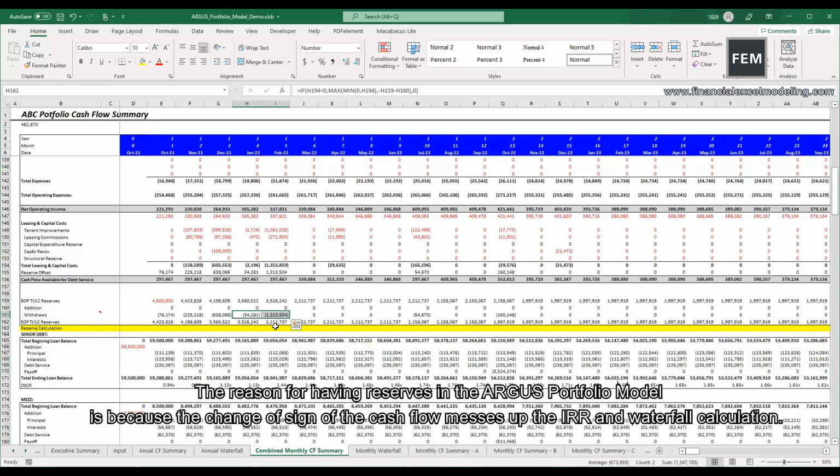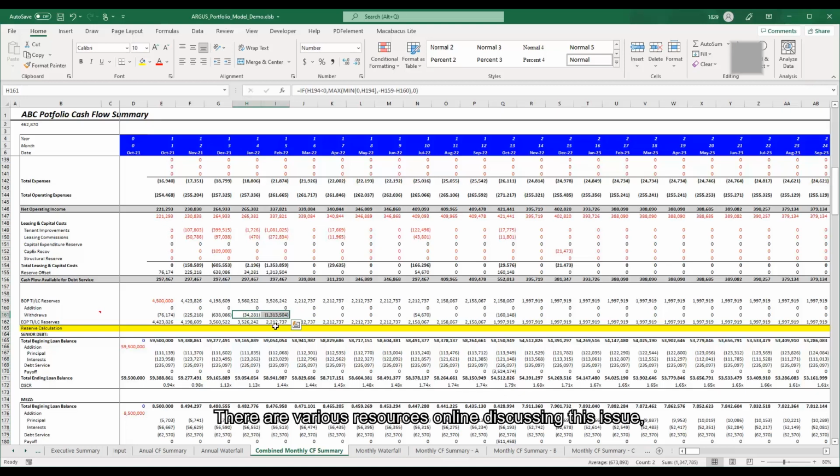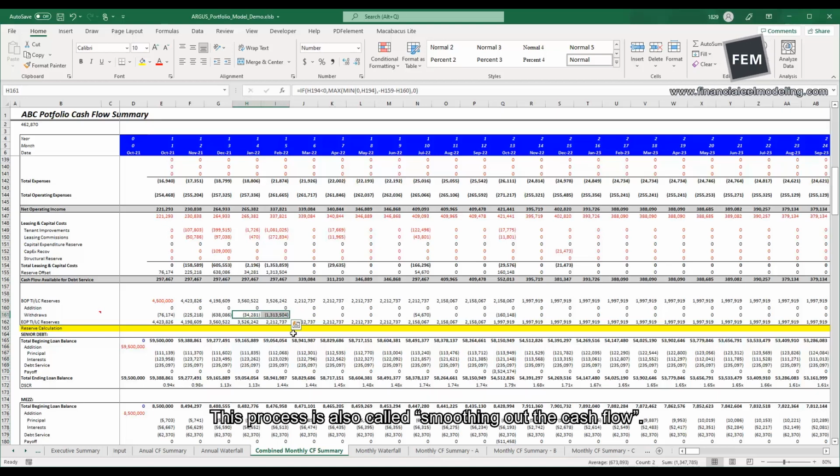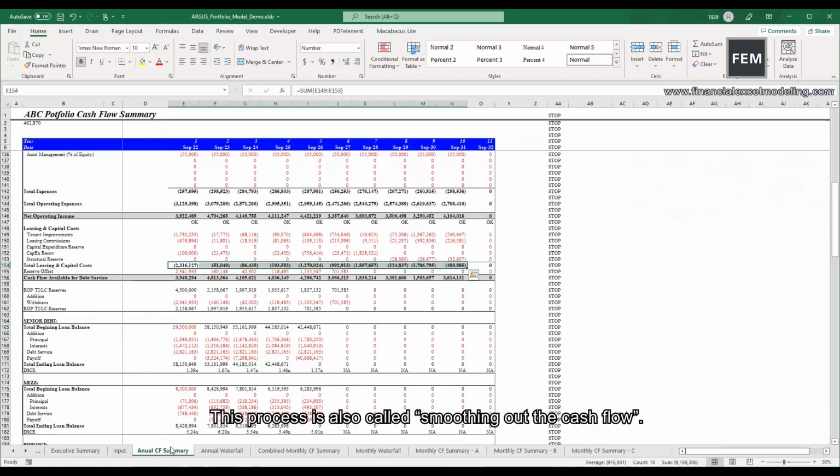The reason for having reserves in the ARGUS portfolio model is because the change of sign of the cash flow messes up the IRR and the waterfall calculation. There are various resources online discussing the issue, and I will leave a link for one of the resources below. The main purpose of these reserves featured in the ARGUS portfolio model is to avoid negative cash flow during the holding period. This process is also called smoothing out the cash flow.